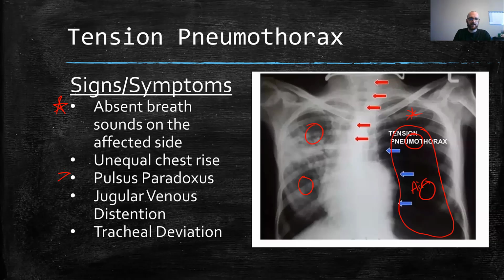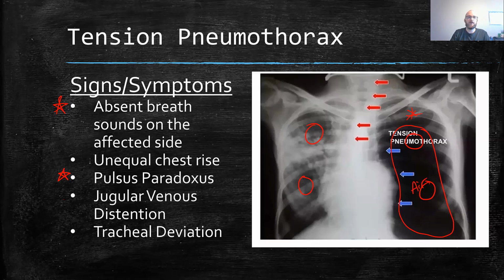Pulsus paradoxus, again, if you're going to see it in a pneumothorax, it's likely going to be in the tension pneumothorax. Jugular vein distension is another one very similar, conceptually based on the cause, to pulsus paradoxus. There's all this air pressure building up inside the chest, and part of that air pressure starts to squeeze on the superior and inferior vena cava. When you squeeze on the superior vena cava, less blood is able to enter the heart, which means more blood is backing up, and we'll see it as JVD.